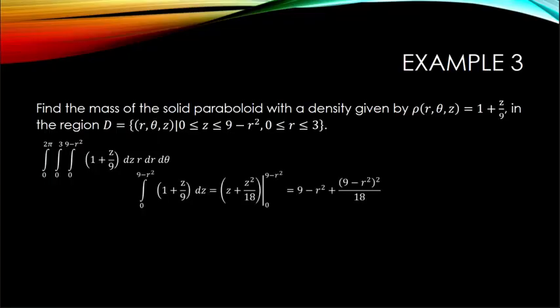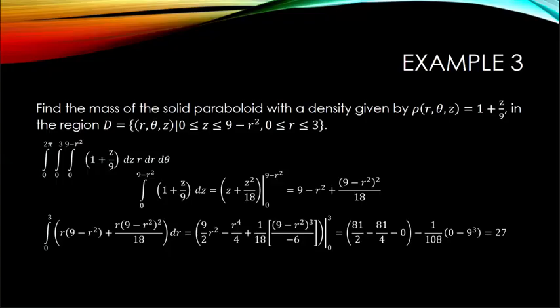The innermost integral is the integral from 0 to 9 minus r squared of the quantity 1 plus z over 9 dz, which is equal to the quantity z plus z squared over 18 evaluated from 0 to 9 minus r squared. This gives me 9 minus r squared plus the quantity 9 minus r squared squared over 18. I plug that into my middle integral, and I get the integral from 0 to 3 of r times 9 minus r squared plus r times the quantity 9 minus r squared squared over 18 dr.